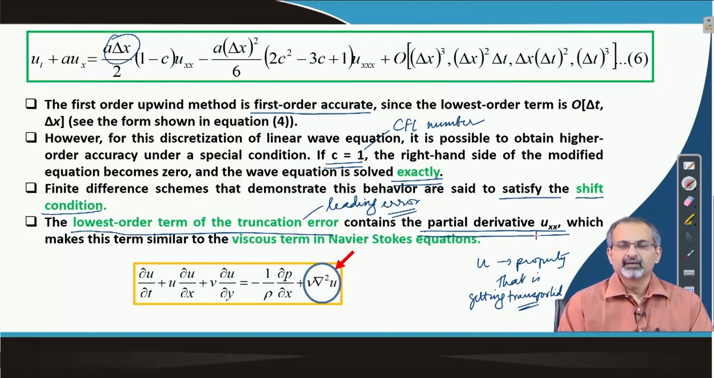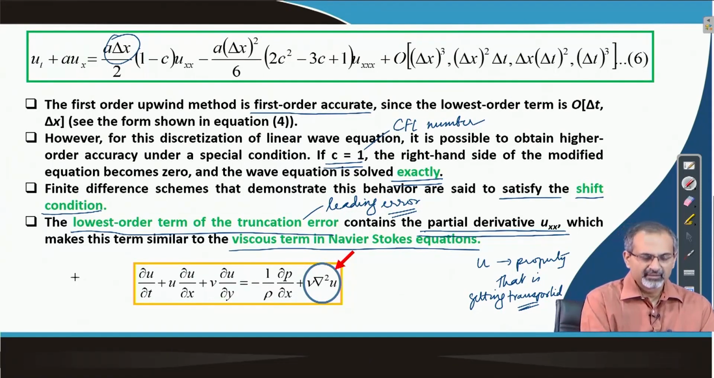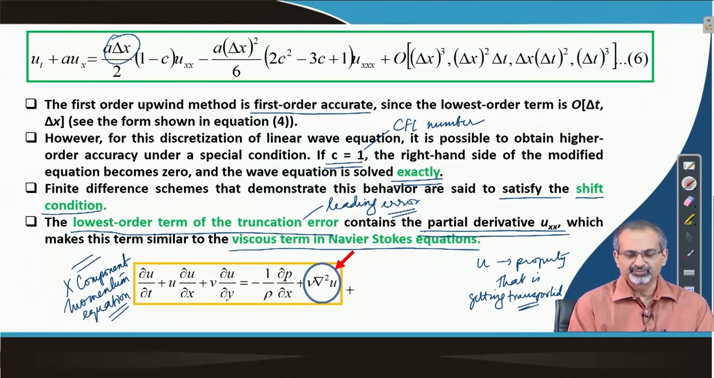So, if you are talking about second derivative of that property, that is similar to the viscous term in the Navier-Stokes equation. So, we have just written the x component momentum equation here of Navier-Stokes equations for easy reference, and we find that this is the viscous term that we see on the right hand side of the Navier-Stokes equation.